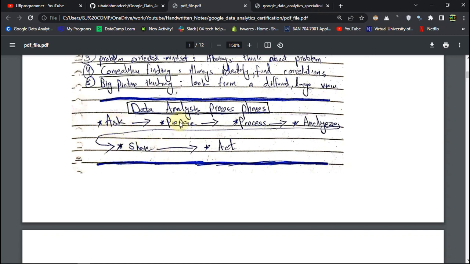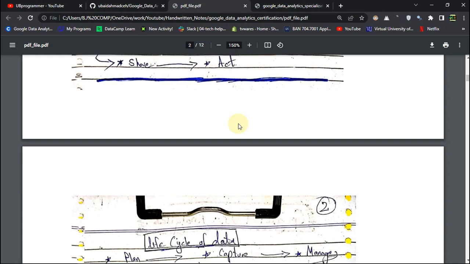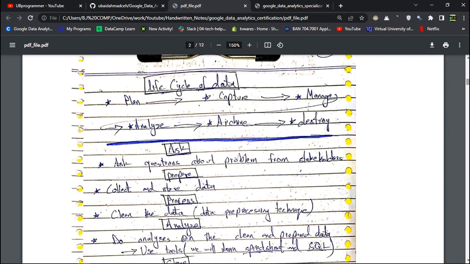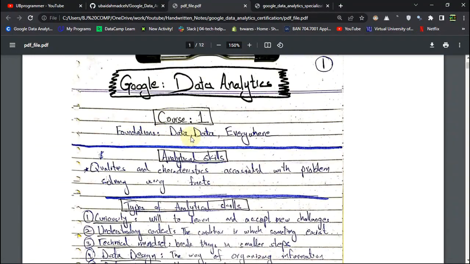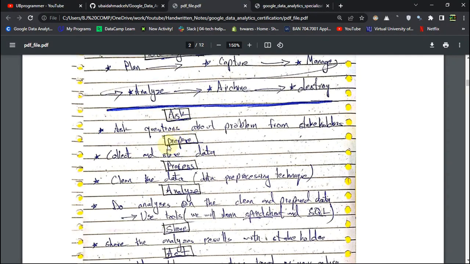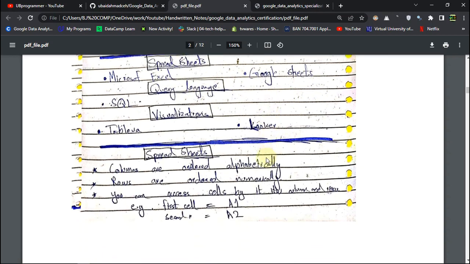And this ask, prepare, process, analyze, share, and act is really the key in the analysis, according to the instructor, obviously, right? And then, this is course 1, which is named Foundations: Data, Data Everywhere. Then we have a little explanation for all these phases, and they introduce the tools which we'll be using for the analysis of data in this program.